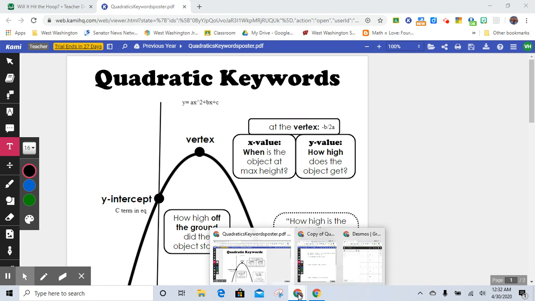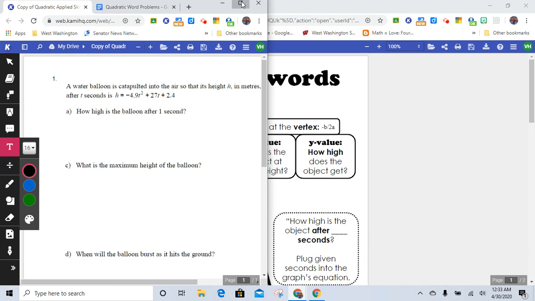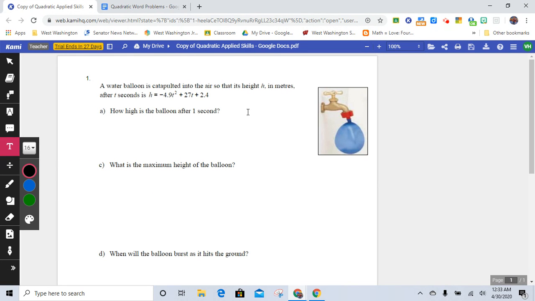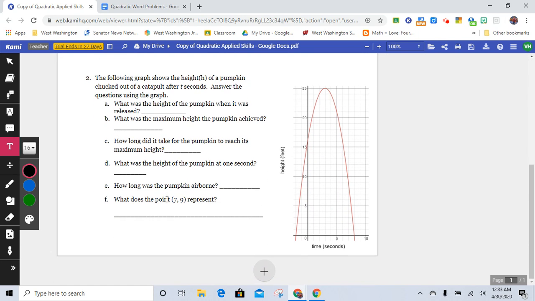So the next thing I want to do is show you some word problems here. And we'll do this one in a moment because I want to have a graphic with this. I'm going to show you how to use the Desmos calculator. But the first question that I want to look at is this one. The following graph shows the height of a pumpkin chucked out of a catapult after t seconds. Here's the deal. This is not how far away the pumpkin is going to land. This is not how far away from the catapult this is away. This is a matter of time.